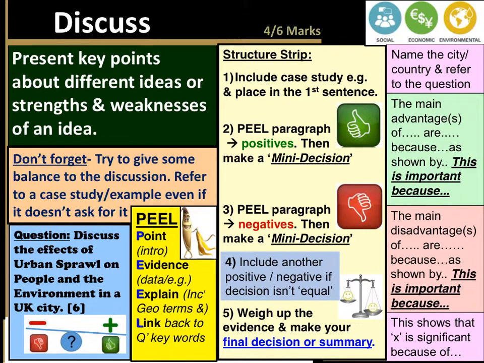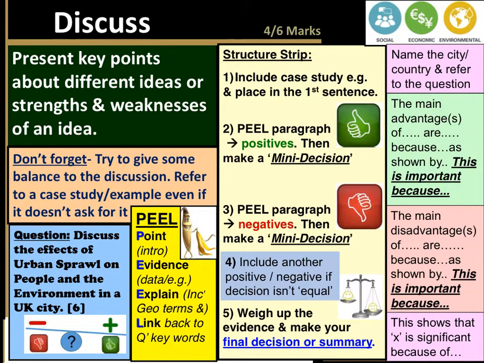The structure strip in the yellow is going to be about the first sentence, so include the example, the place name, the case study in the first sentence. Second sentence, think about the positives, make a mini decision. Third sentence, the negatives, make a mini decision. If there isn't balance in the question, so there's definitely a stronger negative than positive or vice versa, include another sentence to talk about that. And then finally at the end, weigh up, and if you want to, make some kind of mini decision or a summary to sum up your ideas.